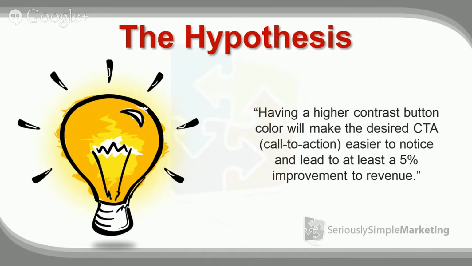Here's the item that I'm testing. Here's what I expect to happen as a result, right? That is your hypothesis. And then you test. You don't know if you're right or not. Most of the time, you're going to be wrong. That's just sort of the nature of the beast here.